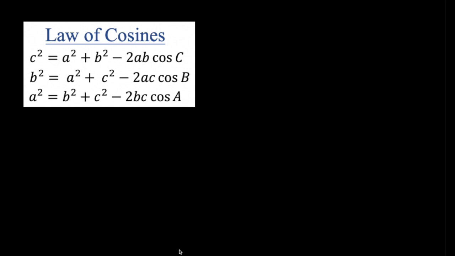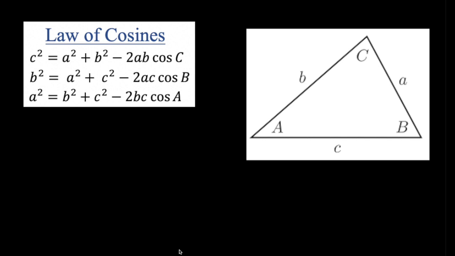Basically, the unknown side squared equals the two known sides squared minus 2 times the value of the known sides times the cosine of the unknown angle. You can also see a picture of a labeled triangle.